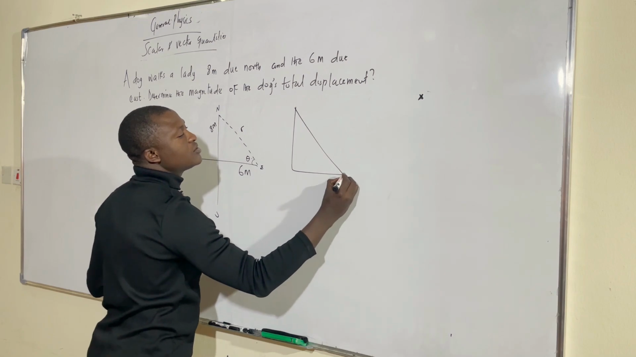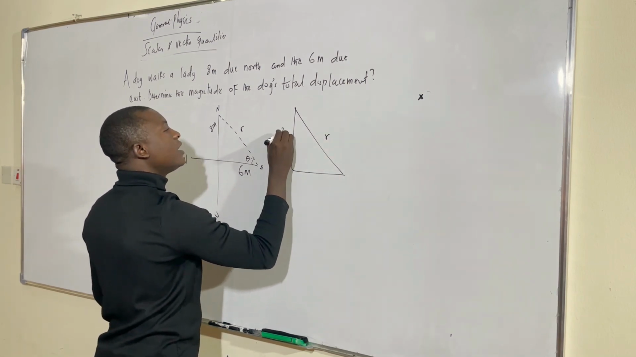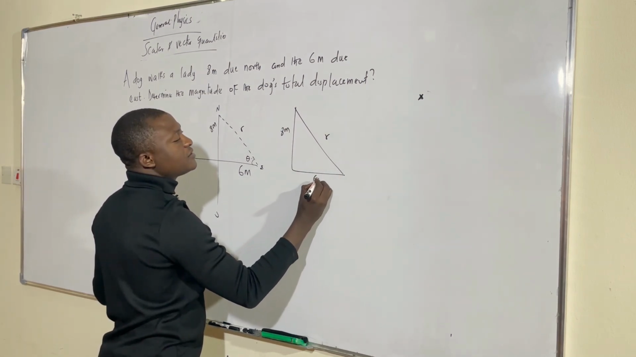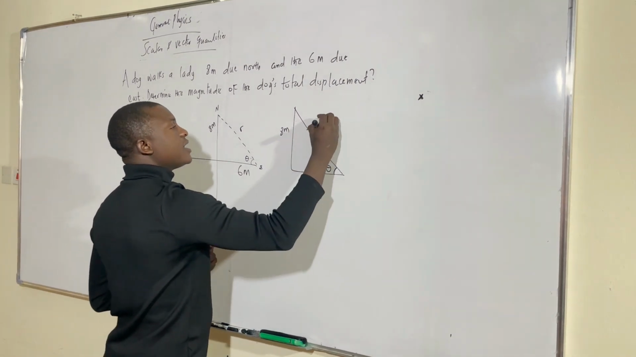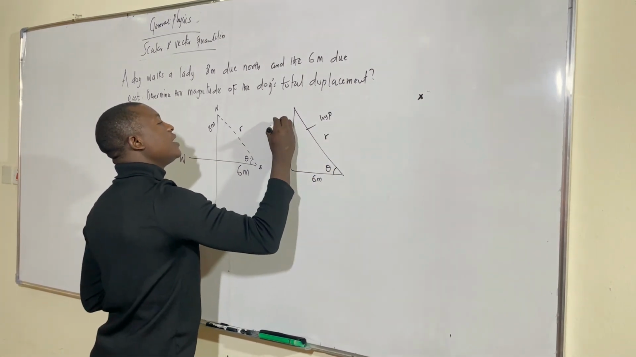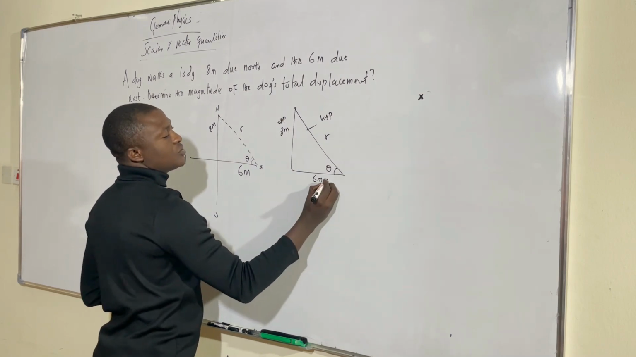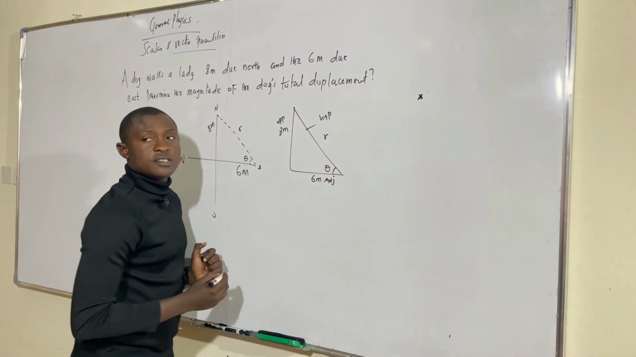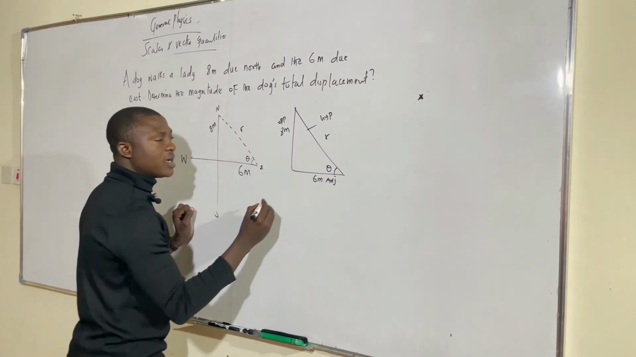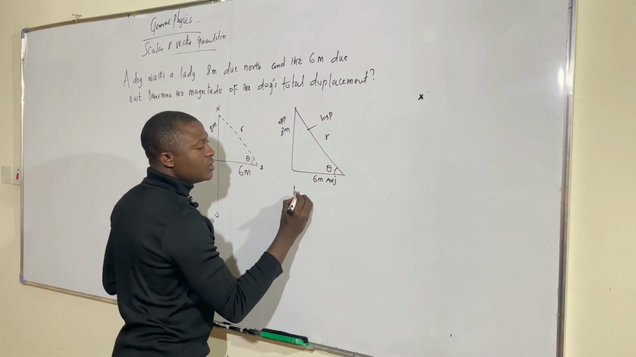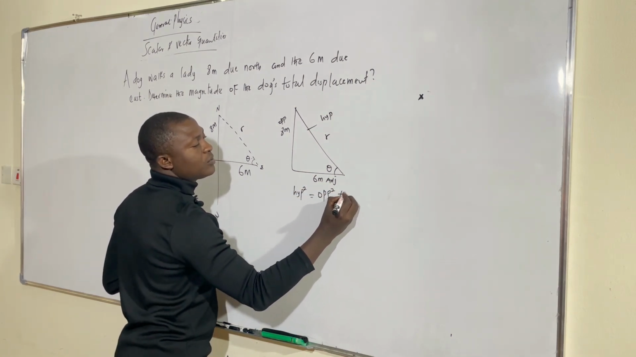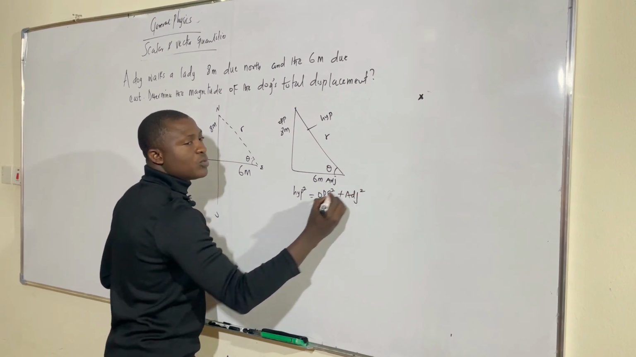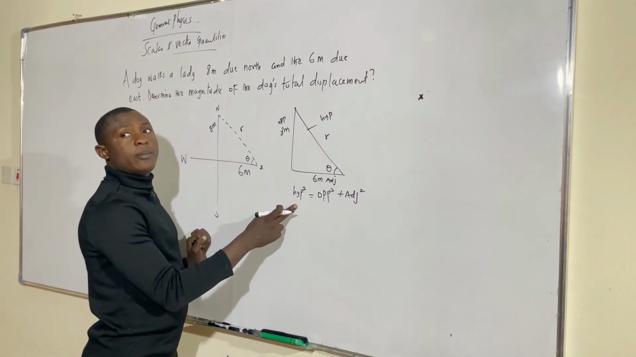I have the diagram like this. So here I have R, I have 8 meters here, we have 6 meters here now. So recall, here is known as hypotenuse, here is known as opposite, here is known as adjacent, right? So I can apply the Pythagoras theorem, which is hypotenuse squared is equal to opposite squared plus adjacent squared. So now what we have for the hypotenuse is R.